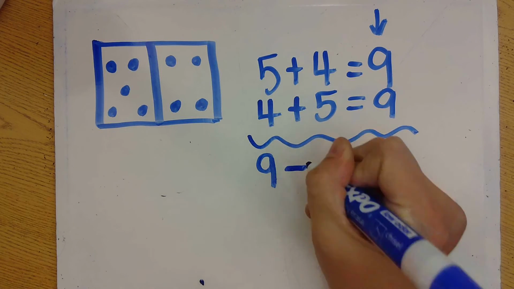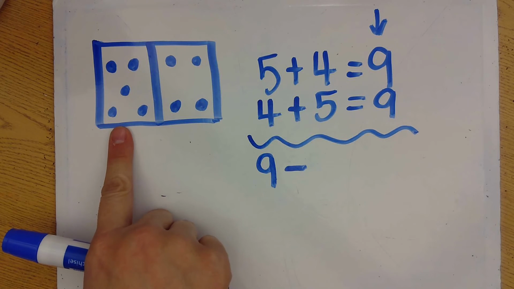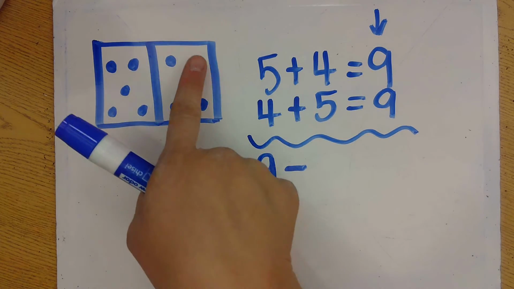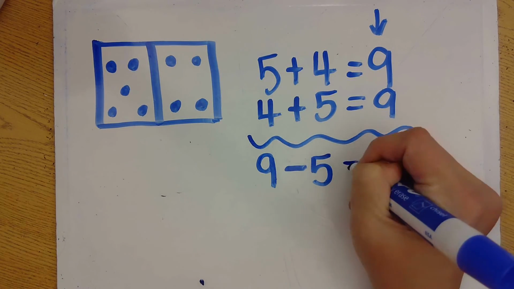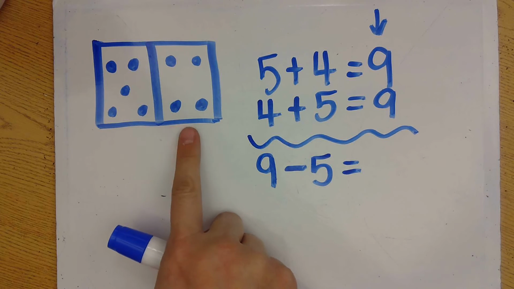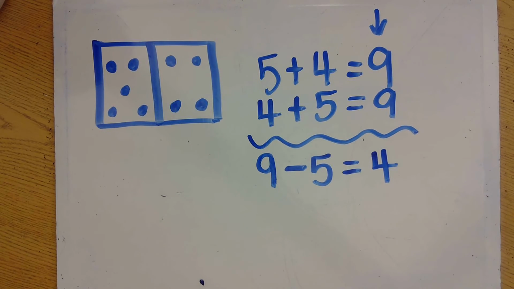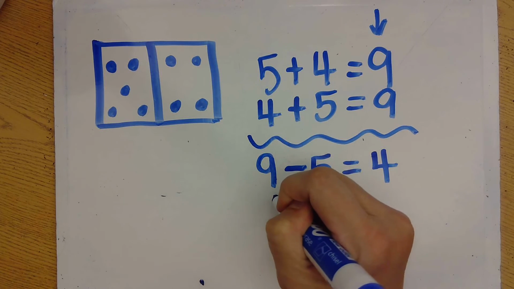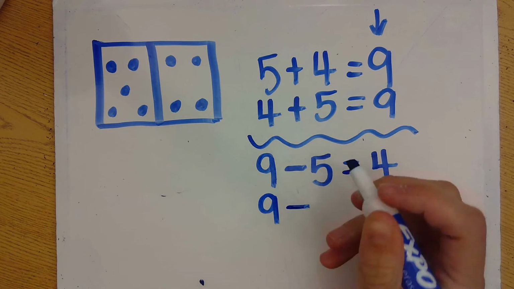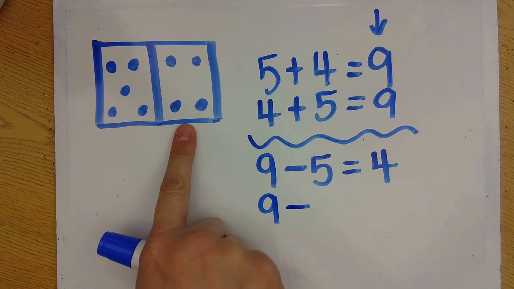If I subtract, I need a minus sign. And then I'm just going to pick one of these sides to subtract first. So 9, take away 5. We'll do take away 5 first. Equals, guess what? It equals the other side, 4. We can also reverse that around. Again, since we're subtracting, we always start with the highest number. And in this case, it's 9. 9 minus, let's subtract the right side first this time.